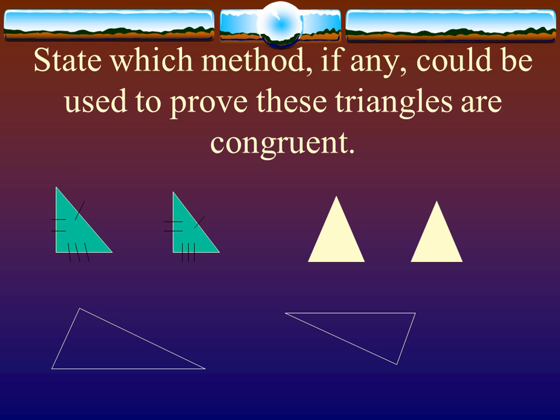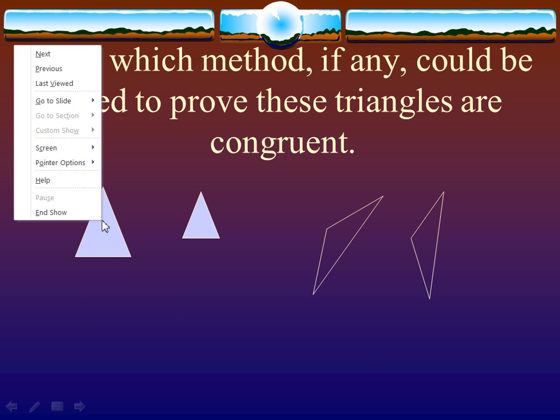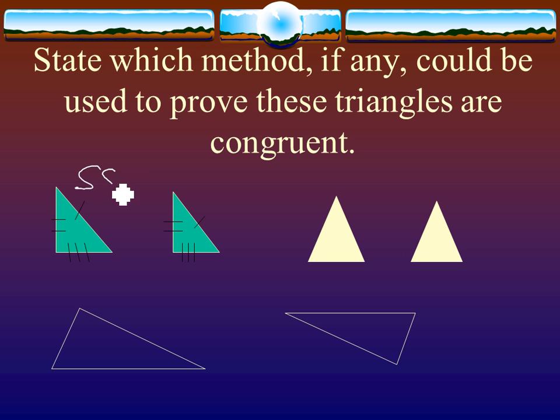These two triangles, why would they be congruent? Oh, side, side, side. So what would you write? Side, side, side. How about this? Side, angle, side. Oh yeah.